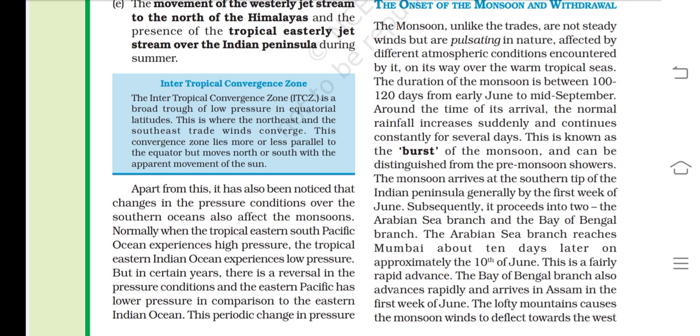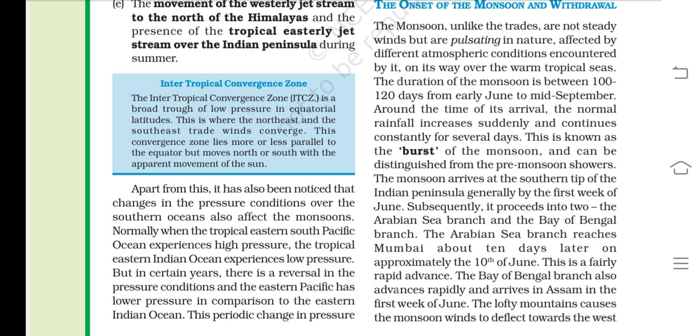Normally, when the tropical eastern South Pacific Ocean experiences high pressure, the tropical eastern Indian Ocean experiences low pressure. But in certain years, there is a reversal in the pressure conditions, and the Eastern Pacific has lower pressure in comparison to the Eastern Indian Ocean.